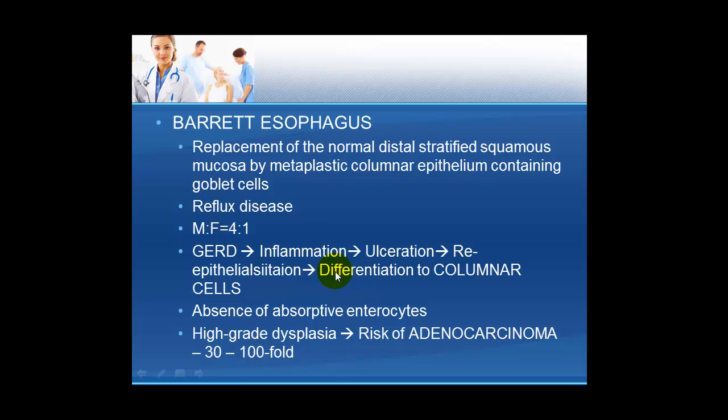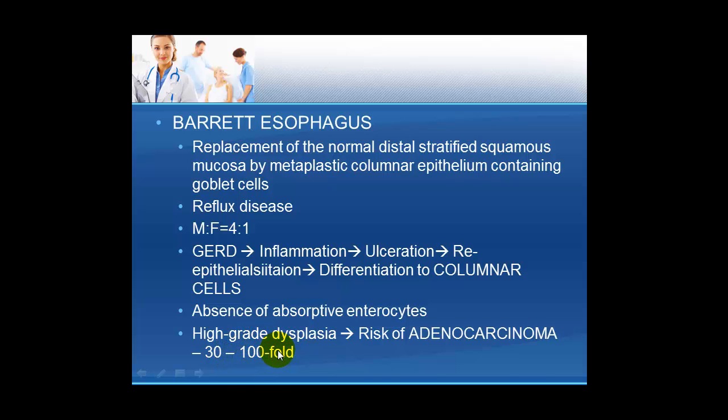which will lead to reepithelialization, and finally there will be change in the form of metaplasia, in which the squamous cells will be differentiated towards columnar cells. Though they have an intestinal type of metaplasia, they will not have any absorptive function. That means it is a completely non-functional intestinal type of mucosa. It will just look like intestine, but it will not have any absorptive enterocytes. And if it leads to high-grade dysplasia, the chances of adenocarcinoma rise to almost 30 to 100-fold.